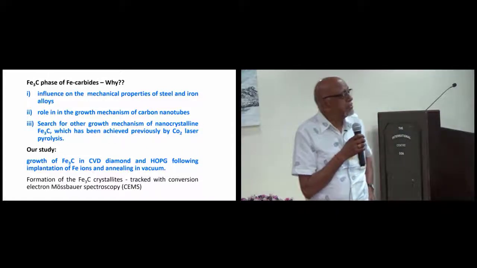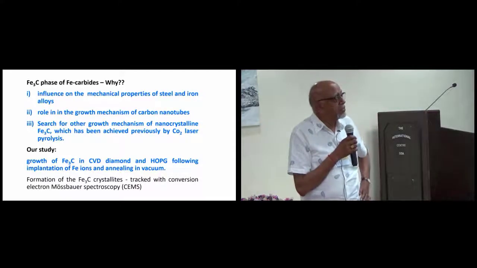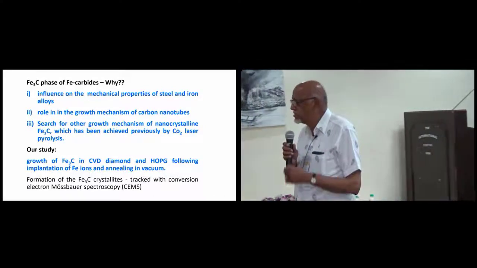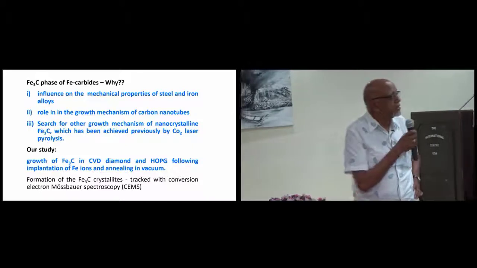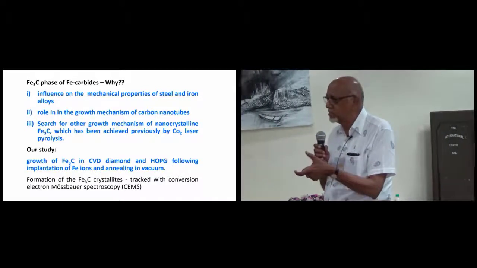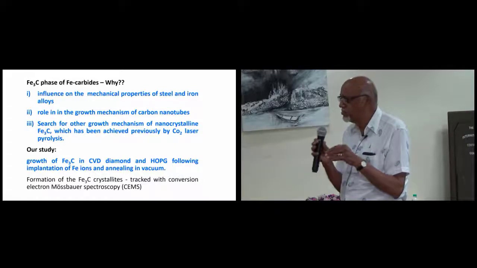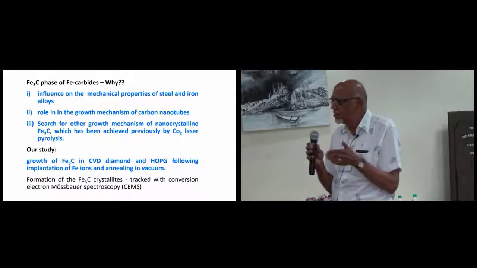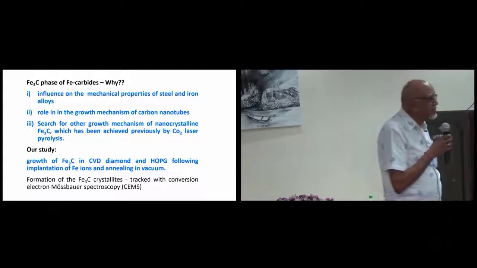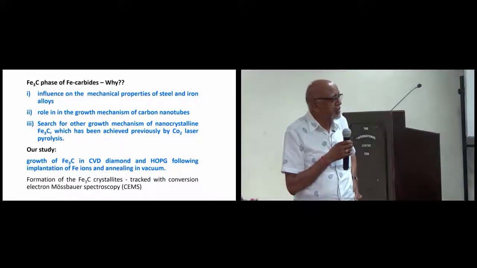Fe3C phases, why? They have an influence on the mechanical properties of steel and iron alloys. They play a role in the growth mechanism of carbon nanotubes. And then there is this continuous search of other growth mechanisms of these carbides. And of course, the fourth point is that in the production of synthetic diamonds, the transition metals play a role to break the carbon-carbon bond and also act as a catalyst to get the carbons to recombine to form the diamond structure.